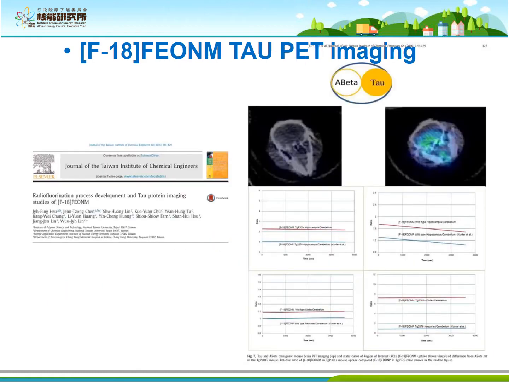The tau tangle transgenic mice PET imaging of Feonm Feonm shows higher uptake on its hippocampus than cerebellum, and the Feonm uptake on beta-amyloid transgenic mice is also higher than its original compound, fluorine-18 FDDMP.